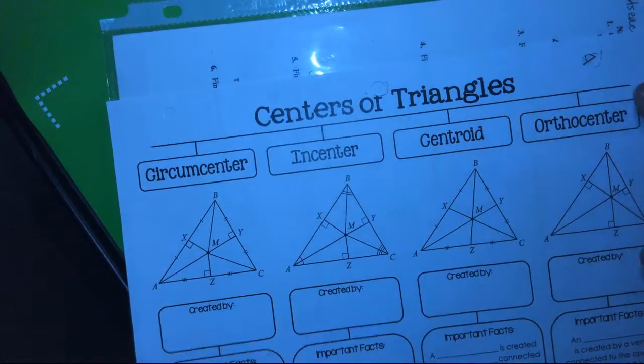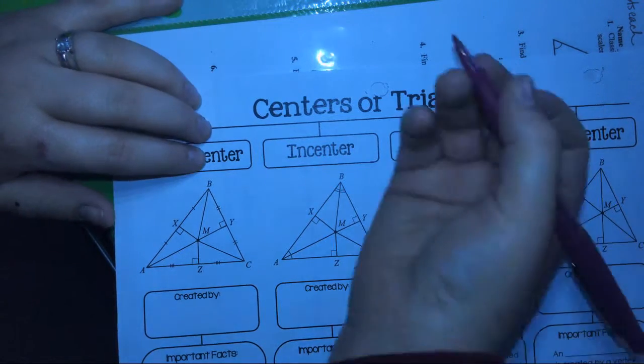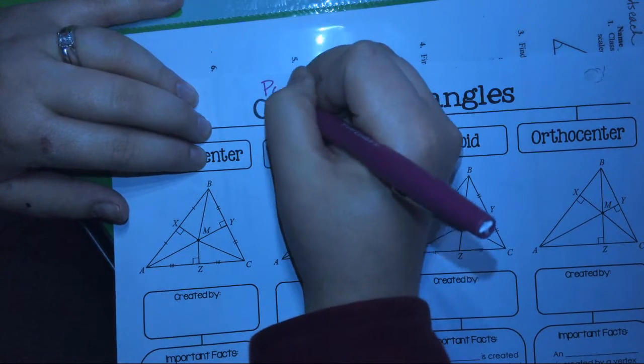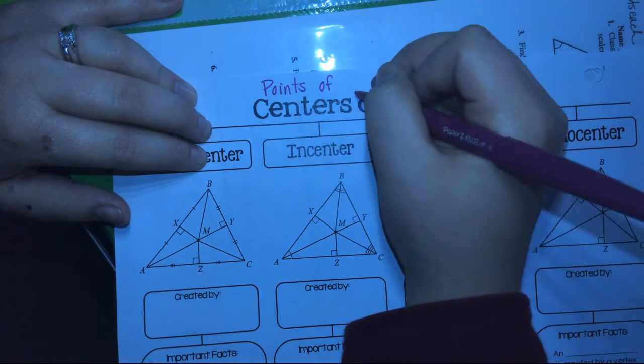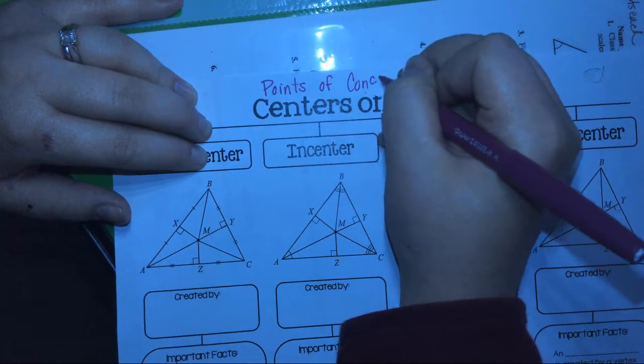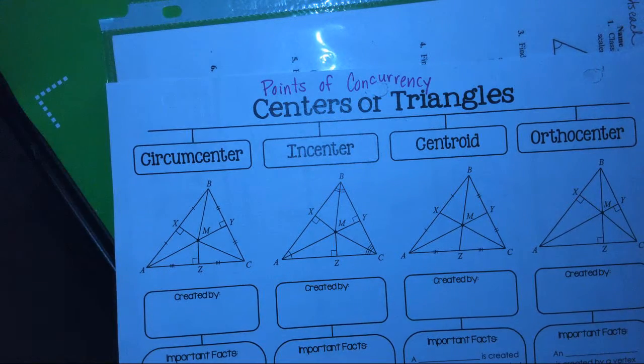Okay, I don't like the title centers of triangles. We're going to make it more mathy. We're going to call it points of concurrency. Points of concurrency. A point of concurrency is where three or more lines intersect.